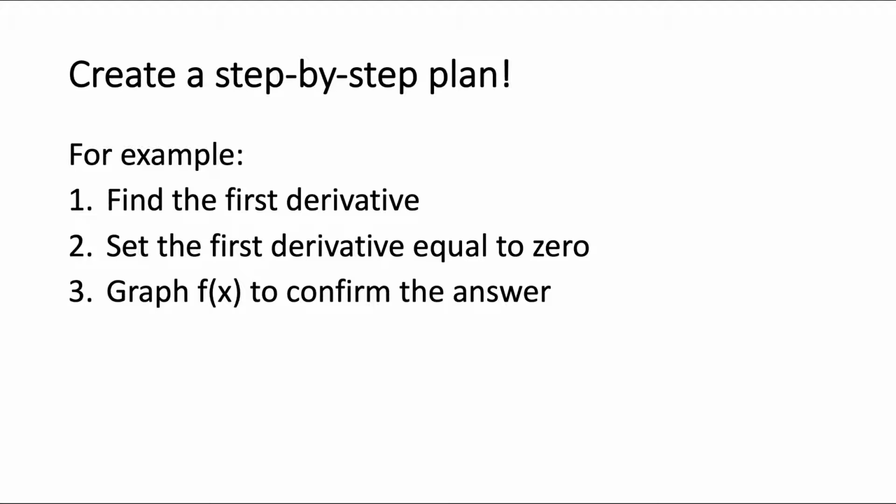For this question, a possible plan would be starting by finding the first derivative, then setting it equal to 0, and finally graphing f of x to check if the answer is correct. With this approach, by breaking down the question to individual parts of a plan, it relieves some of the initial confusion on how to solve the question.